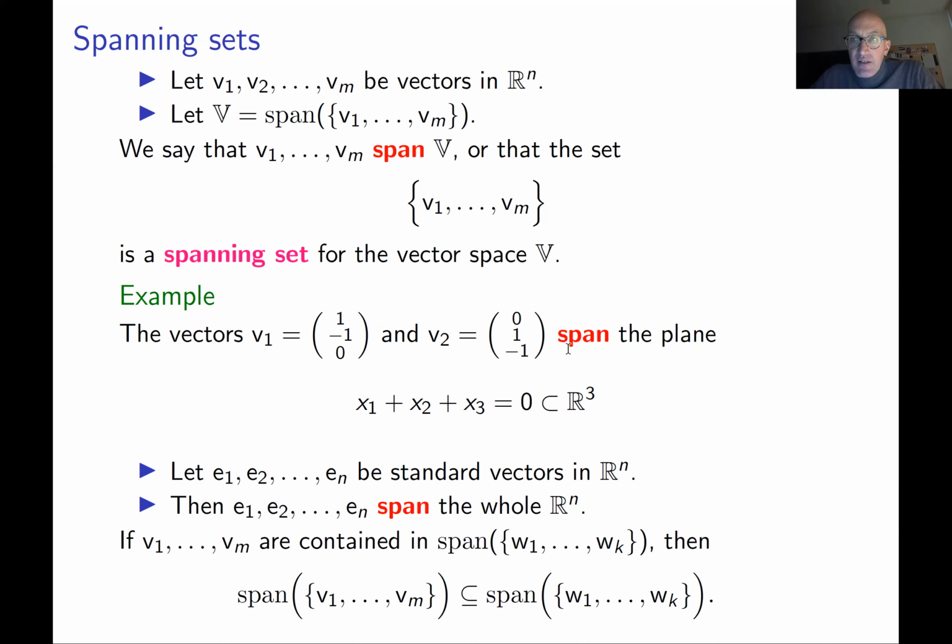And finally, let me list another lemma from the lecture notes. I didn't put it as a lemma here, just for simplicity. So if we have some vectors w1, ..., wk, you take its span, and then you take some vectors v1, ..., vm in this span. Then the span of the vectors v1, ..., vm is contained in the span of the vectors w1, ..., wk.